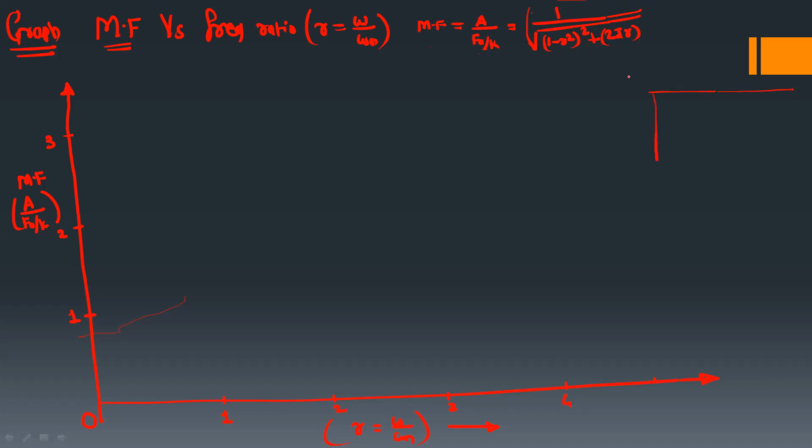So the first value, select the zeta value as 0. There is no damping in the system. Okay. So this case is possible if the C value is 0. That is, if you remove the damper from the system, then it will become the undamped vibration.